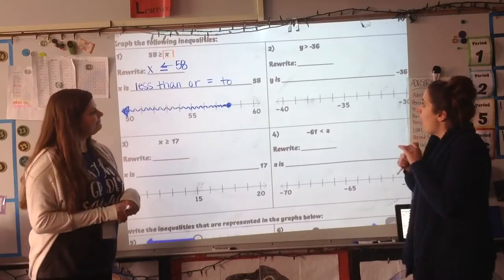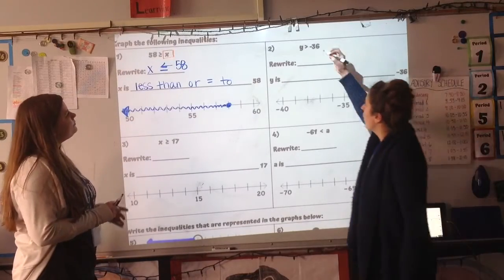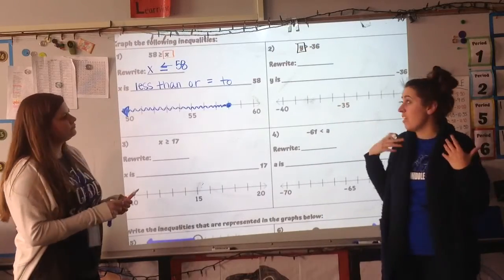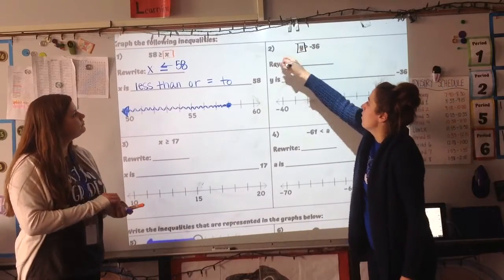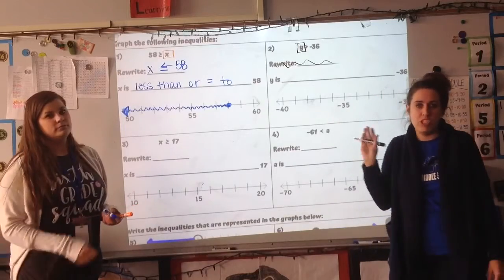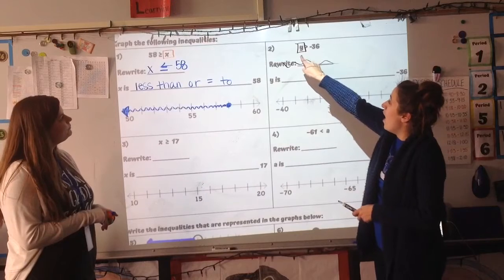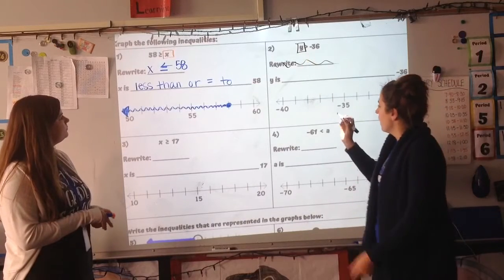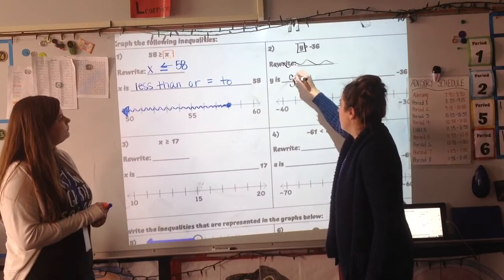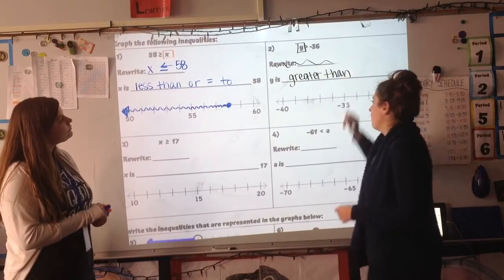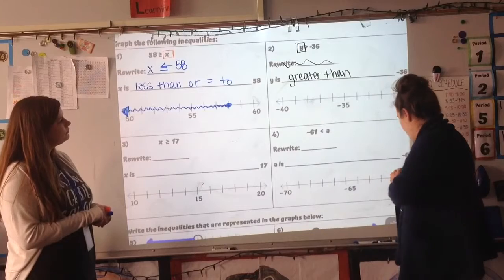Good job. So again, step 1, we're going to highlight our variable. So this time, is it on the left or is it on the right? It's on the left, which means I don't need to rewrite this. So it's already in the order. This says y is greater than negative 36. So I'm going to write that out. Y is greater than negative 36. Now I'm going to plot that point.